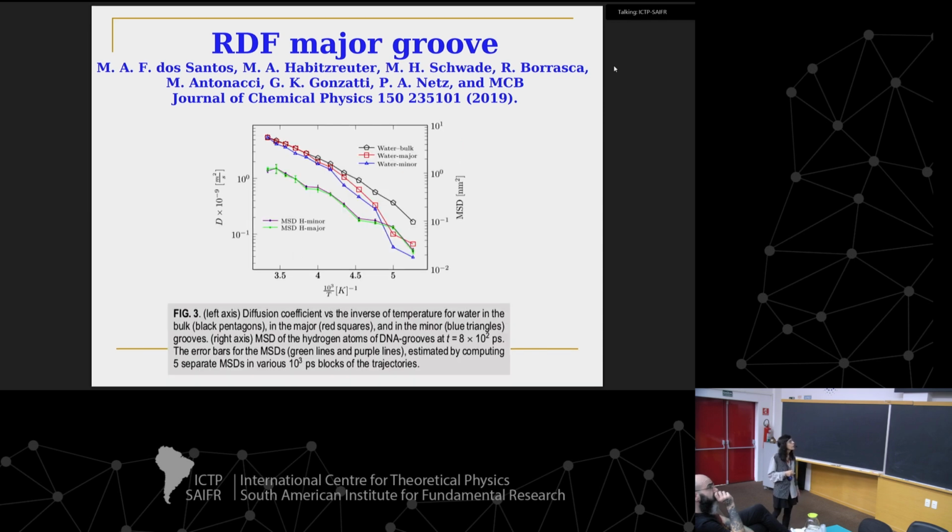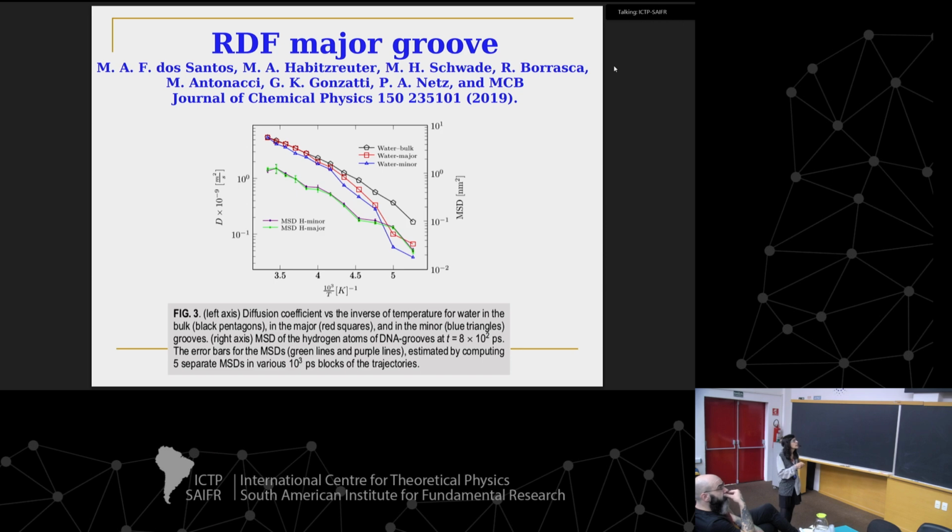And here we're making a plot in which we are plotting the diffusion coefficient we could get against the inverse of temperature, just to see if you can find any fragile to strong behavior. And you have here the bulk water, no transition, just a smooth curve. Then you have water in the major groove, and you can see that you have a break, like you have a linear behavior here, strong behavior, and a fragile behavior.